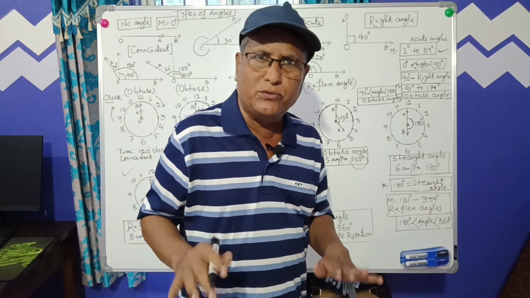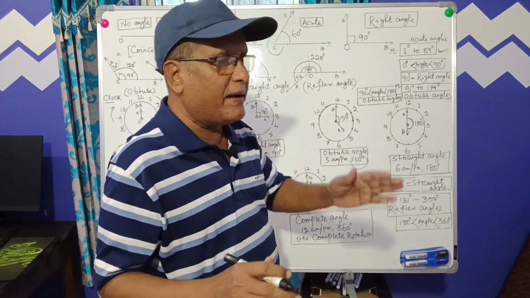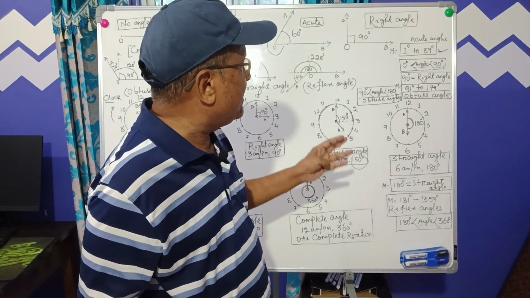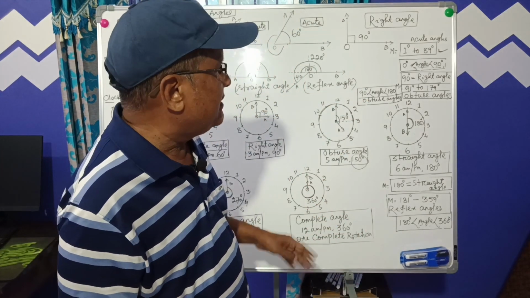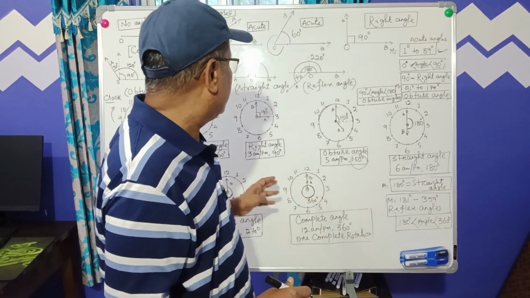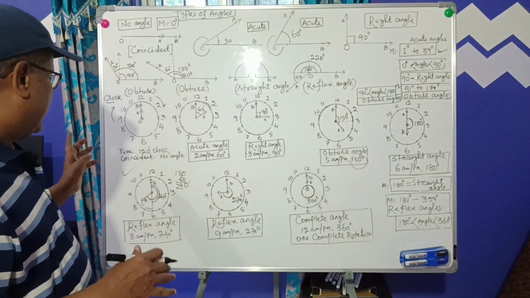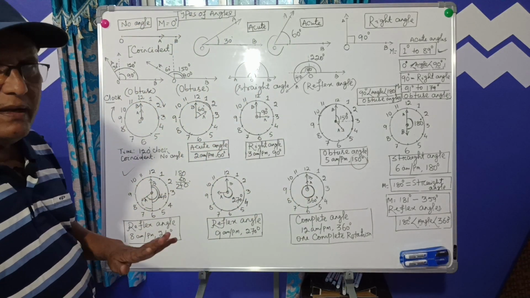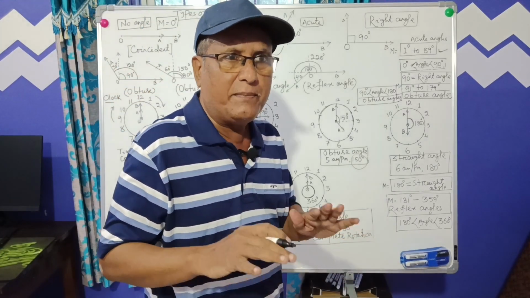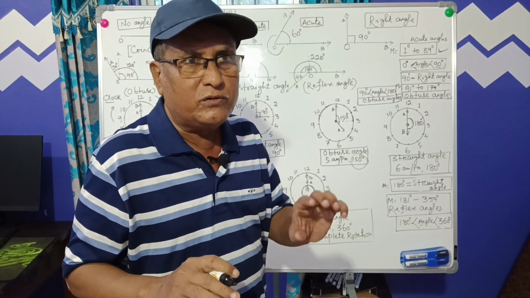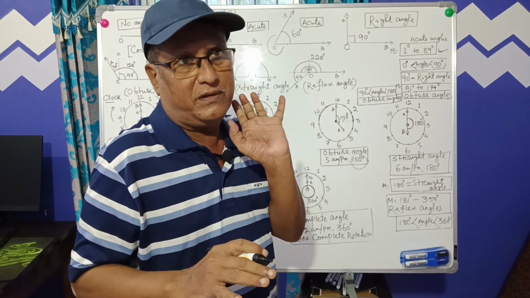Hope you have understood the different types of angles, that is acute angle, then obtuse angle, then right angle, then straight angle, then reflex angle. Okay? Hope you have all understood the different types of angles according to the interior measures.